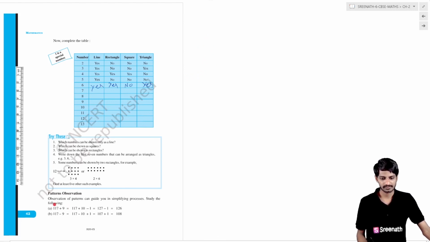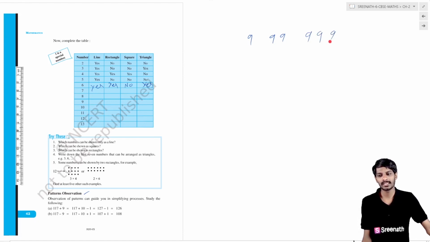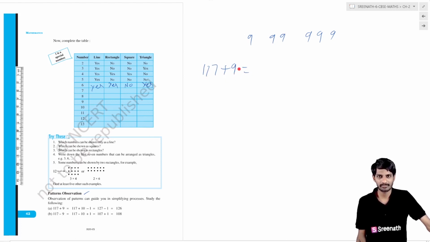Another pattern is one you will use in calculations. Basically, if you want to add 9, 99 or 999 to any number, or subtract from any number, you can do it simply this way. Suppose 117 plus 9. Adding it takes some time, but how can you add it simply? By taking 9 as 10 minus 1. 117 plus 10 becomes 127, and 127 minus 1 is simple, because subtracting 1 from a number is very easy. That is 126.